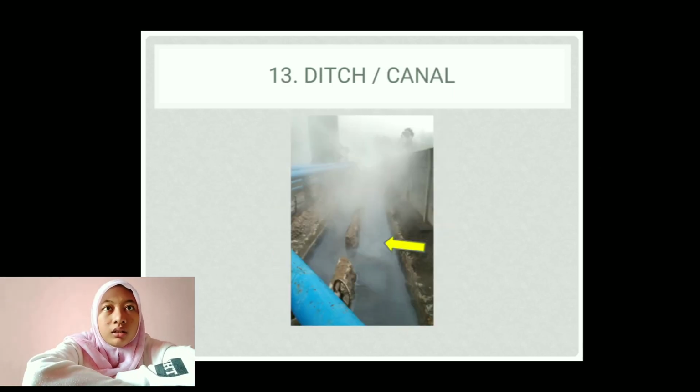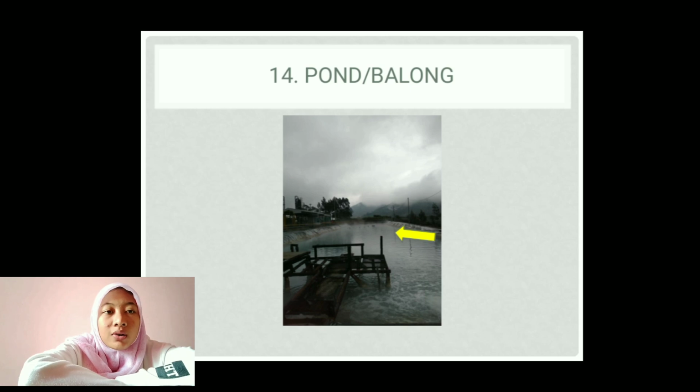Okay, number 13. Number 13 is teats or canal. The canal functions as a pipe for the brine that comes out of the AFT output so that the brine experiences a decrease in temperature, so that the silica in the brine settles in the channel line, not in the pipeline. Okay, number 14 is pond or balloon.